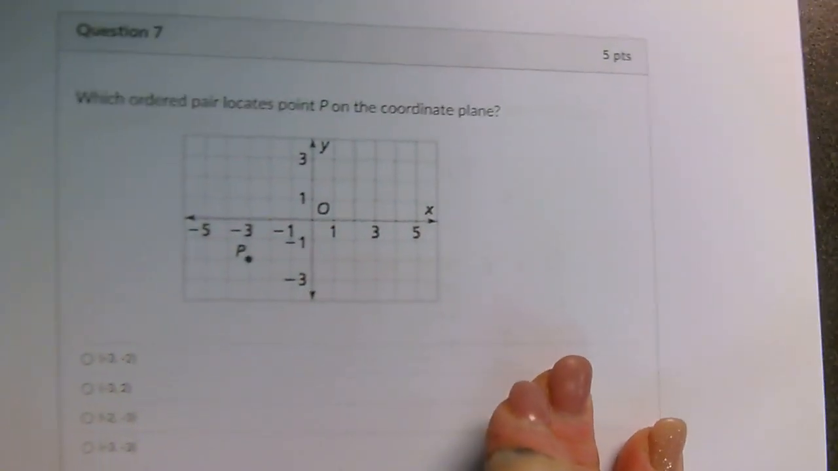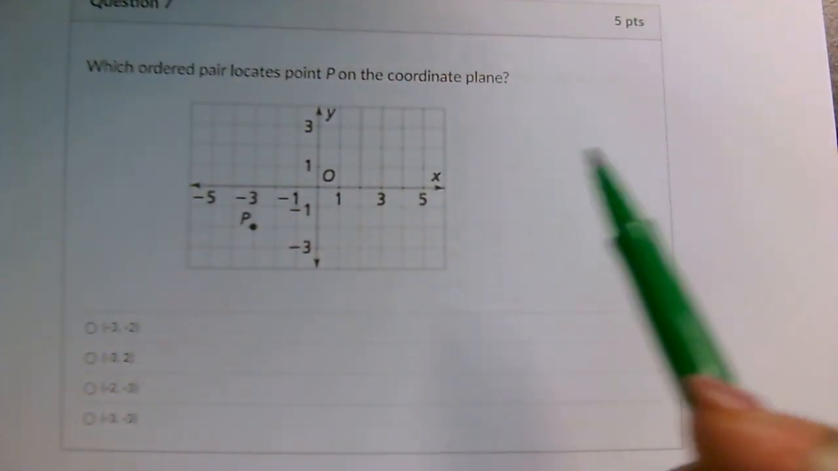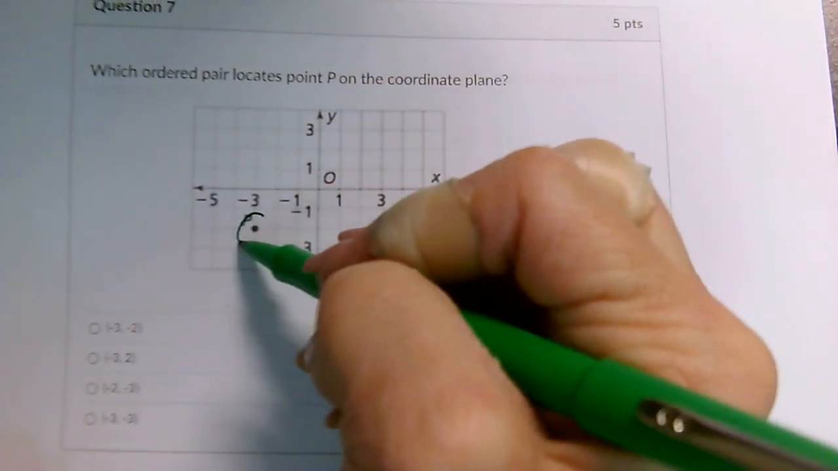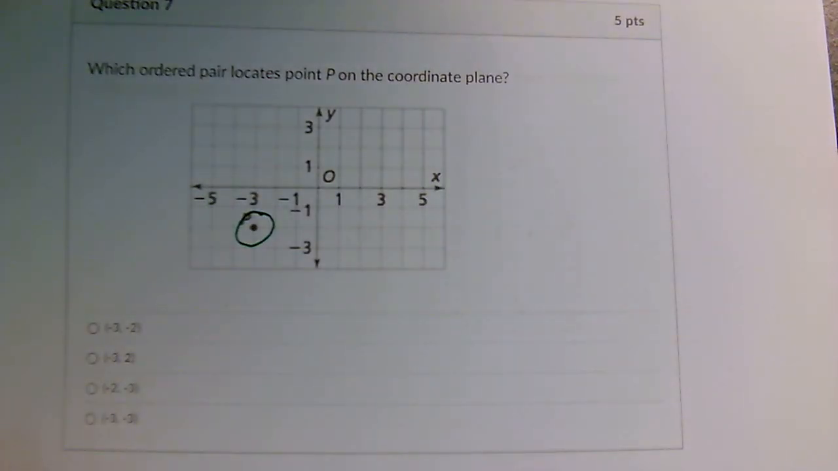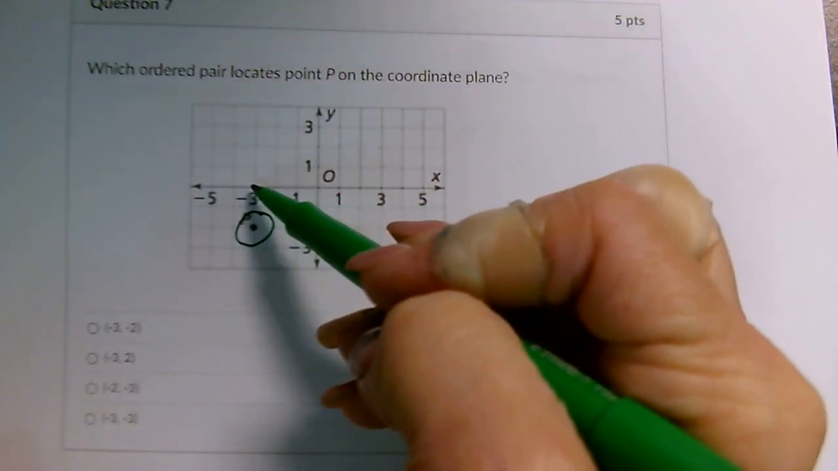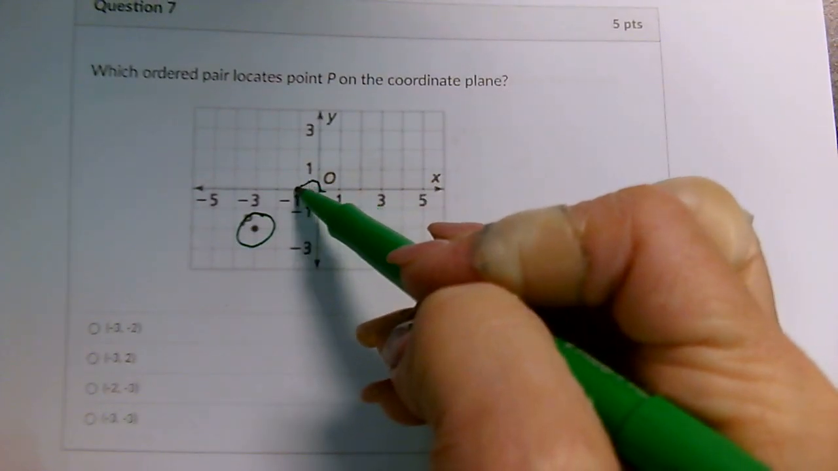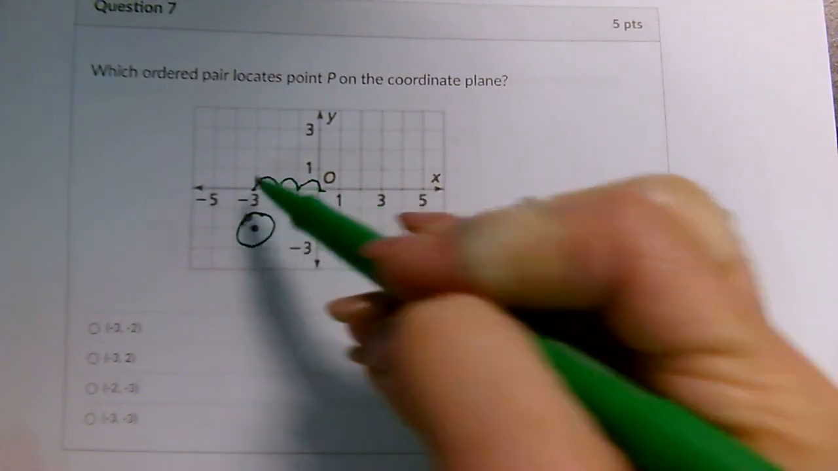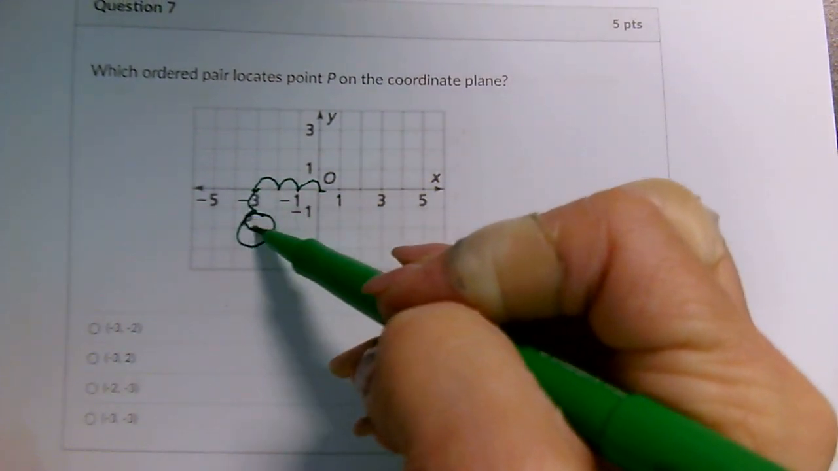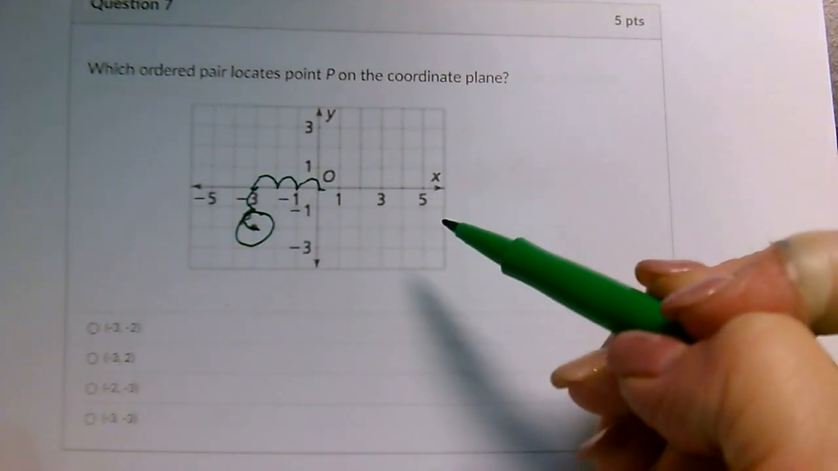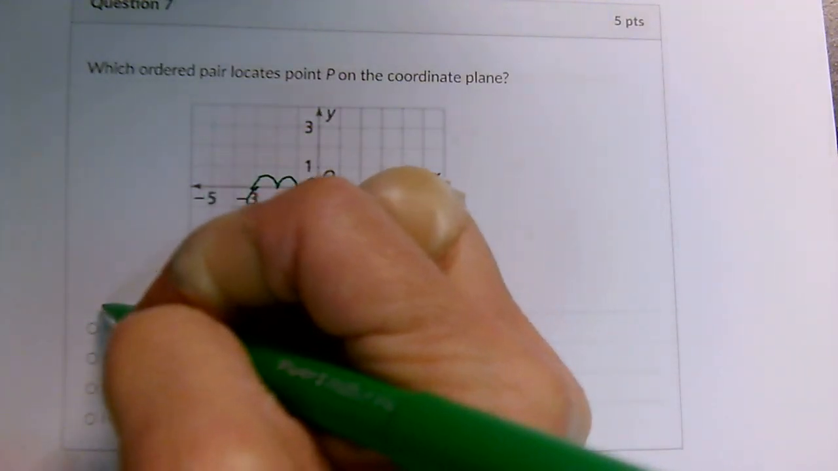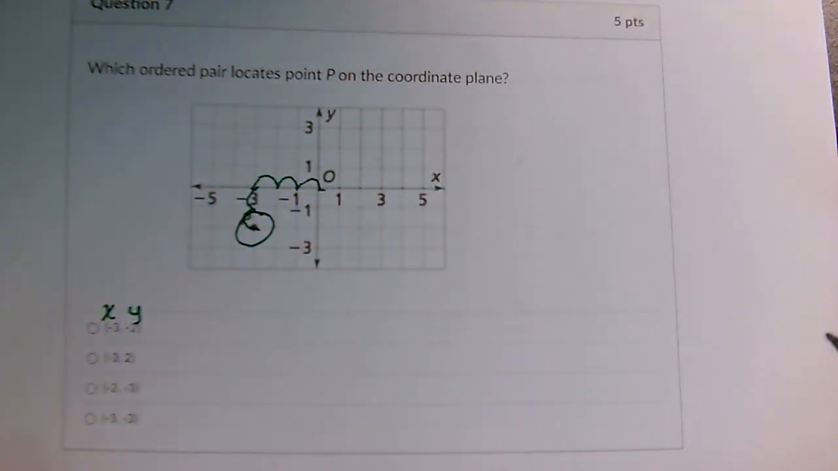On question 7, which ordered pair locates the point on the coordinate plane? We are looking at this coordinate right here. Think about how many you have to move left. I'm just demonstrating how I would count it off. Think about how many you would need to move down. Left or right is your first number, and up or down is your second number. First number is X and second number is Y.